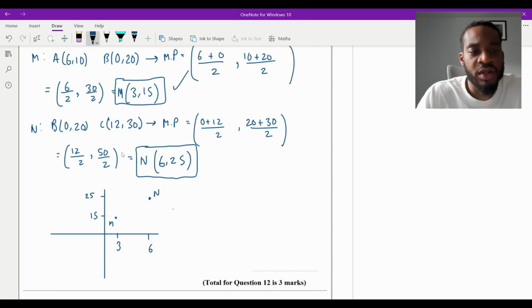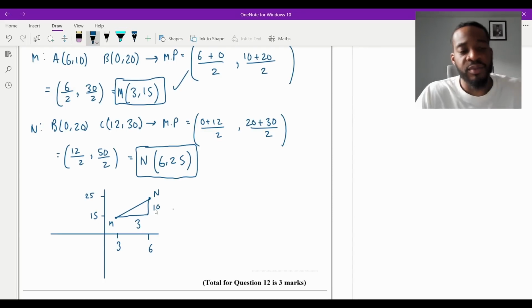I want to work out what the distance between these two points is, don't I? And if you think about it, we're on a coordinate axis. We can actually create a right angle triangle, can't we? Well, what would the base be? Well, the base goes from a 3 to a 6. The base is going to be 3. The height, 15 to 25, is going to be 10. Obviously it's not drawn to scale, but doesn't matter. So we have a right angle triangle.